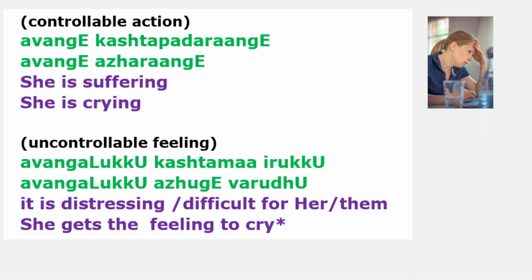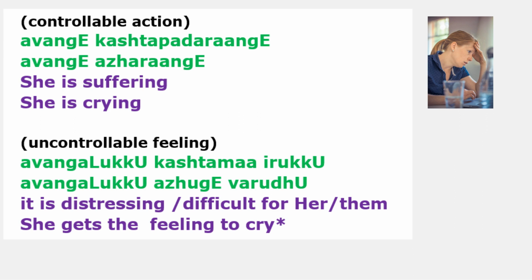அவங்க கஷ்டப்படுறாங்க or அழறாங்க, that is she or they suffering, crying. So it's an action. Maybe she does not really need to suffer, yet she suffers. The second one is feeling. அவங்களுக்கு கஷ்டமா இருக்கு. அழுக வருது. It is difficult for her or them. She gets the feeling to cry.